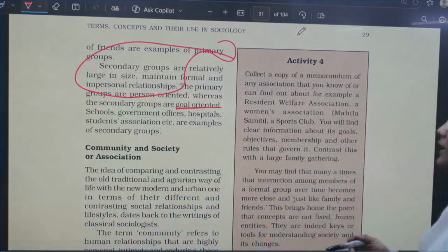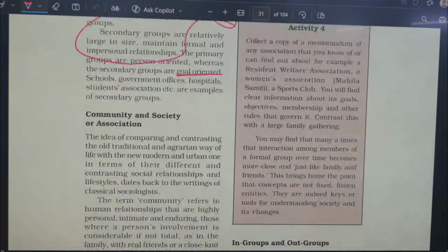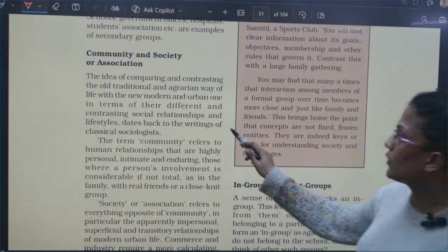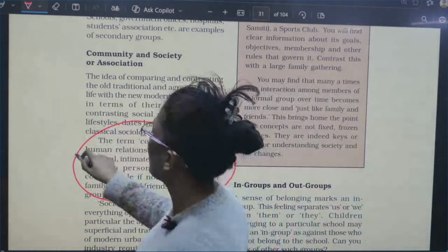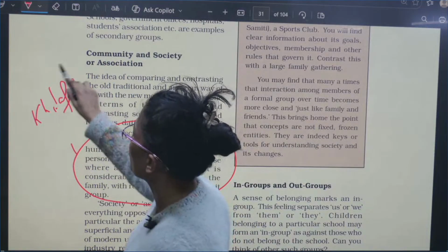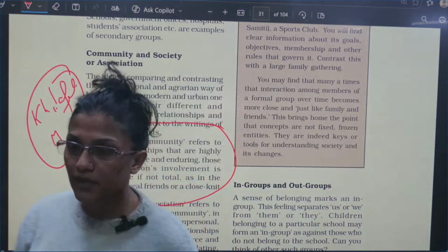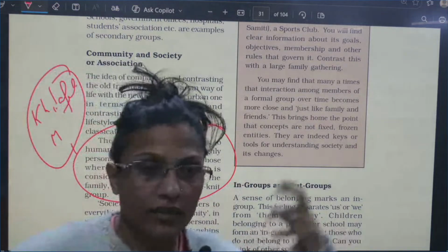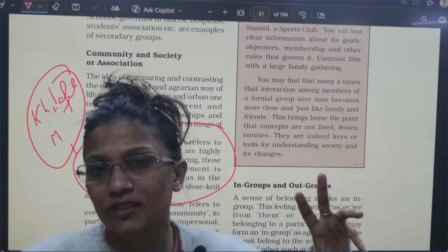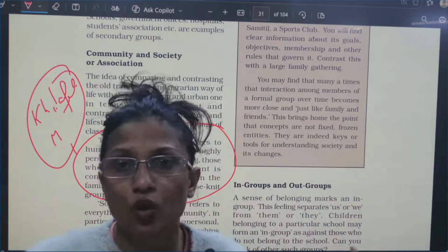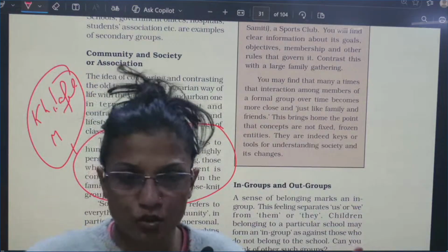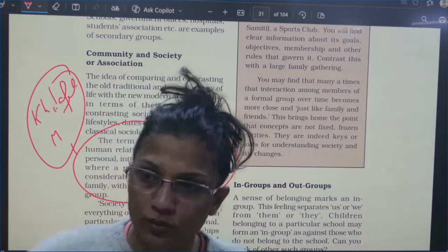Then write down community and society or association. So a community refers to human relationships that are highly personal, intimate and enduring, a we feeling. And in India, we can have a perfect example of the Khilafat movement. In the Khilafat movement, we have seen how something happening in the Ottoman empire, that they were removed, then all Muslims had a problem, it was hurting their religious sentiments, and that is how this movement got initiated in India. And Gandhi ji too supported it and used it as a tool for uniting the divide between Hindus and Muslims. So what is community?